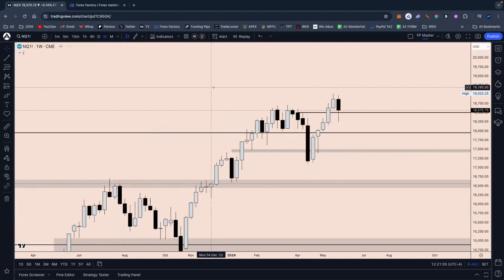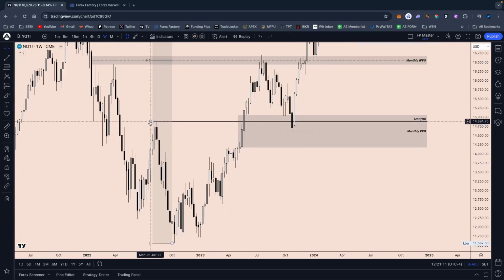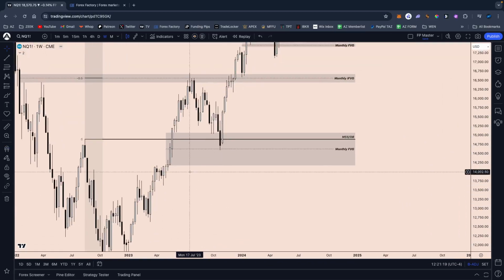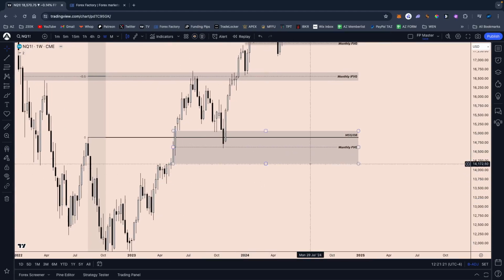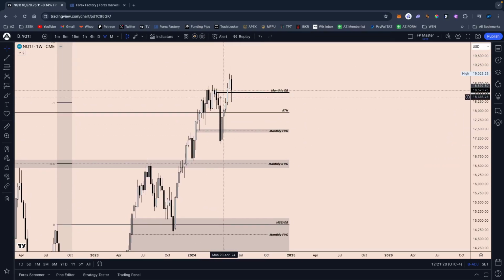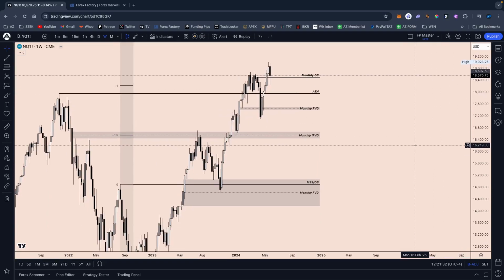Let's bring it down to the weekly. Quickly tidy up all our drawings. That's just me having little bits of OCD. Let's go with our monthly bullish fair value gap starting here. Monthly order block. This is our monthly open, all-time high.